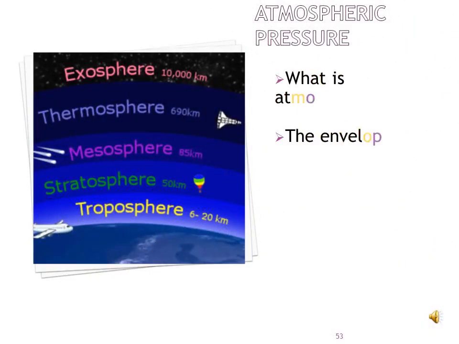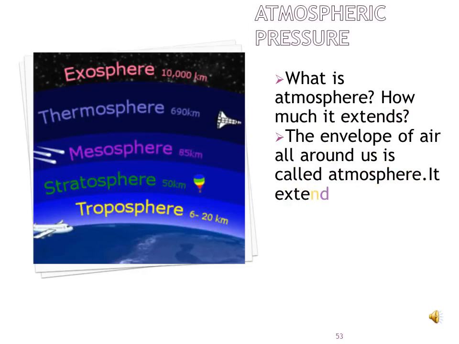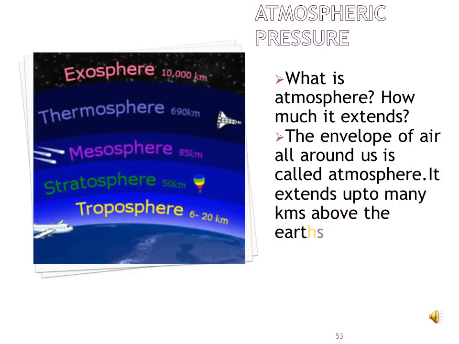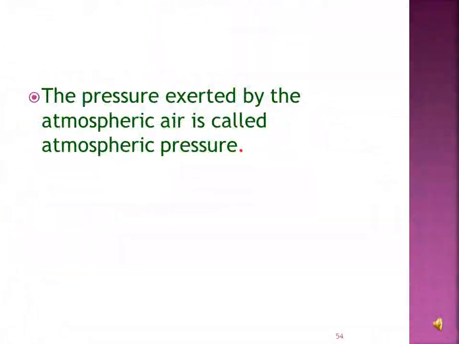Atmospheric pressure. What is atmosphere? How much does it extend? The envelope of air all around us is called atmosphere. It extends up to many kilometers above the Earth's surface. The layers of the atmosphere can be named as troposphere, stratosphere, mesosphere, thermosphere, exosphere. The pressure exerted by the atmospheric air is called atmospheric pressure.